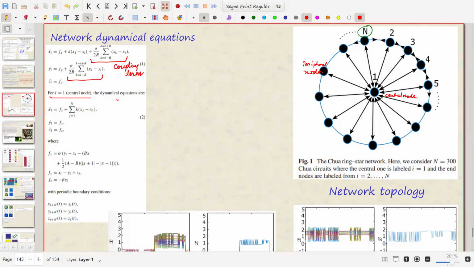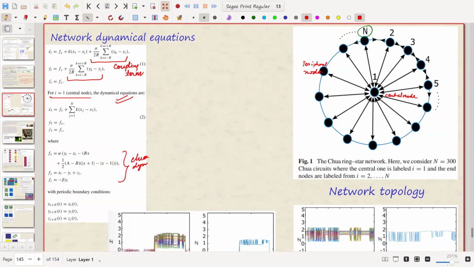So for the central node, the dynamical equations are this. Don't worry about the equation. It is completely intuition based. It's not heavy mathematical equations, you just have to follow it. And these are the Chua's equations, the Chua circuit dynamical equations.